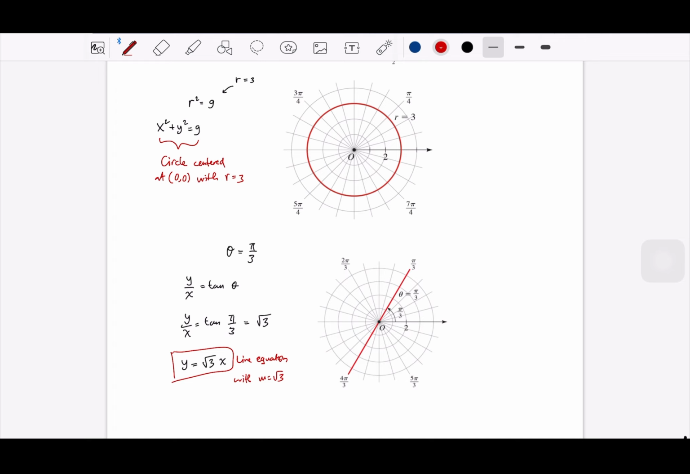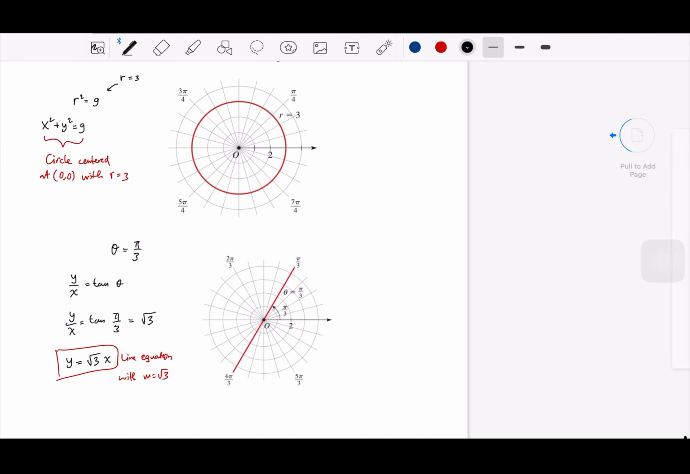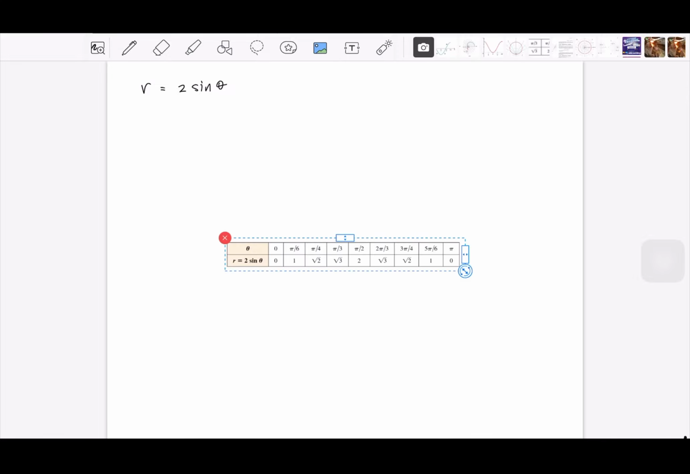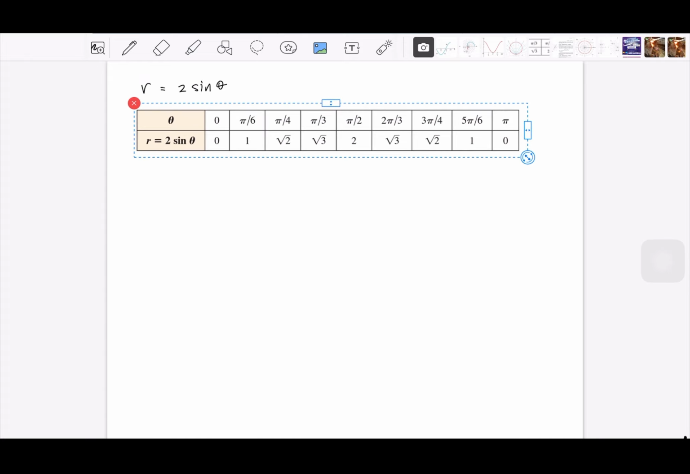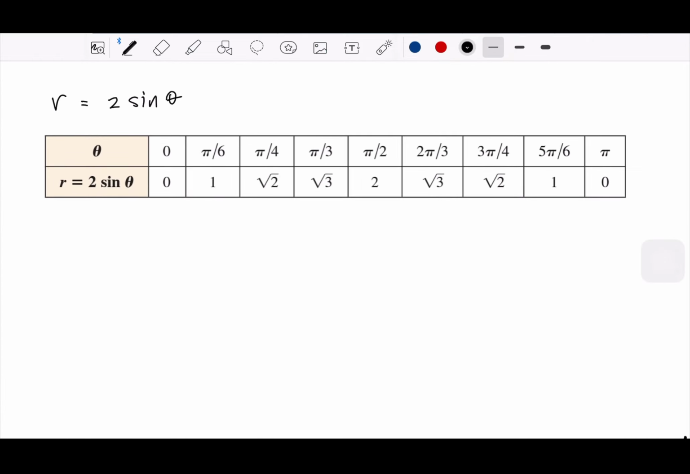Okay, the next one, let's get to the next level. So what if we have r equal to 2 sine theta? Now perhaps to get the best understanding of these polar equations, we could see how r relates to theta. So let's describe that in a table, and then we take some values of theta, let's say we start from 0. Sine of 0 is 0, so r is 0.